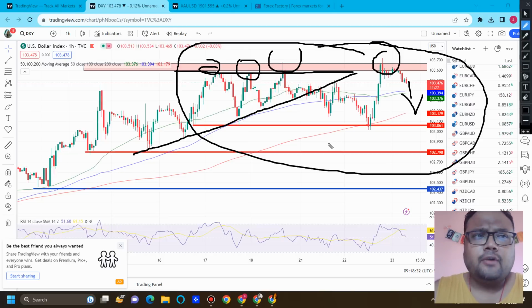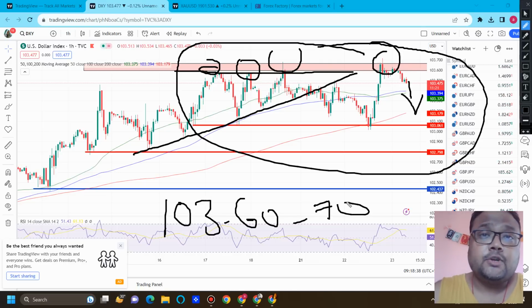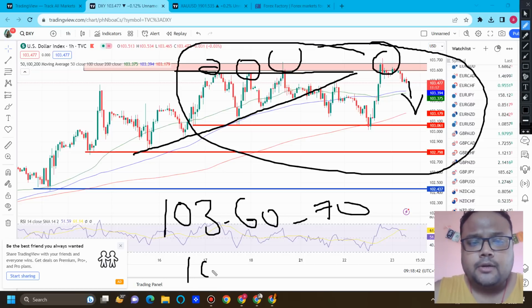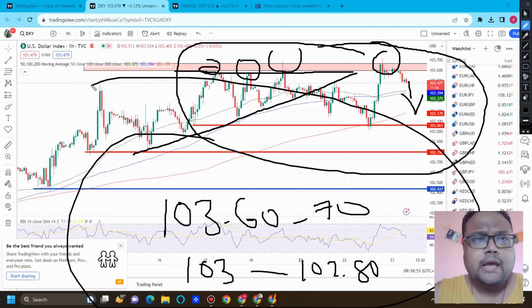So the range of DXY is still the same here, my dear friends. The range is still the same, 103.60 to 103.70 at the top, which is acting as a resistance for quite some time. At the bottom, we have 103 as support, this red line here, and 102.80. This is the range of DXY right now. And after the news, let's see whether DXY is able to break the range or not.